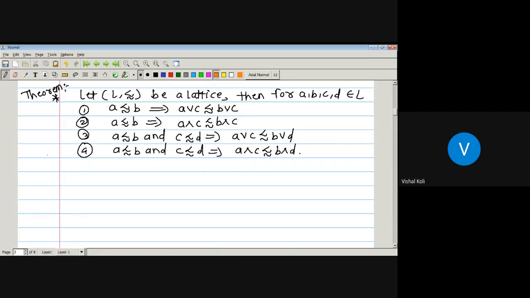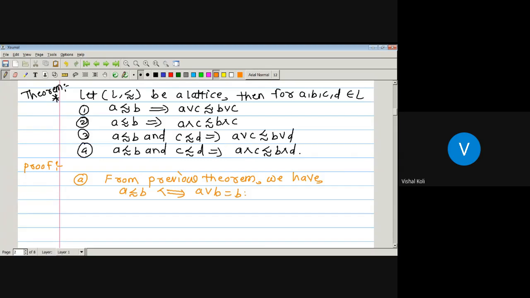Proof. We will prove the first one. The second one will be obviously true. Now, the first one. From the previous theorem we have that A precedes B. We have proved that A precedes an element B if and only if A join B is equal to B. We have proved this one.